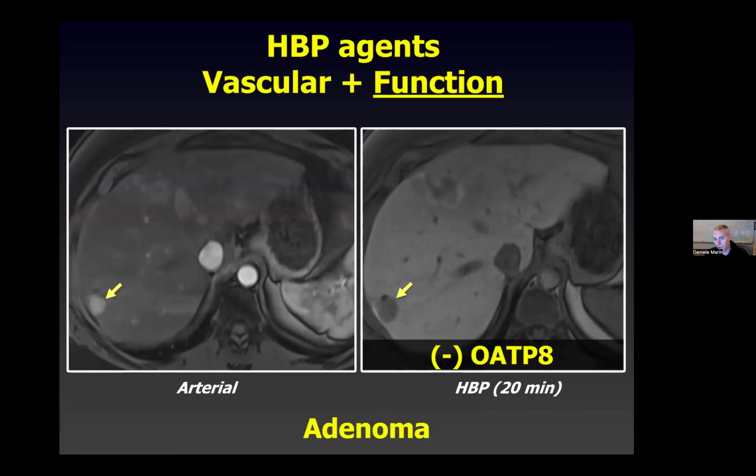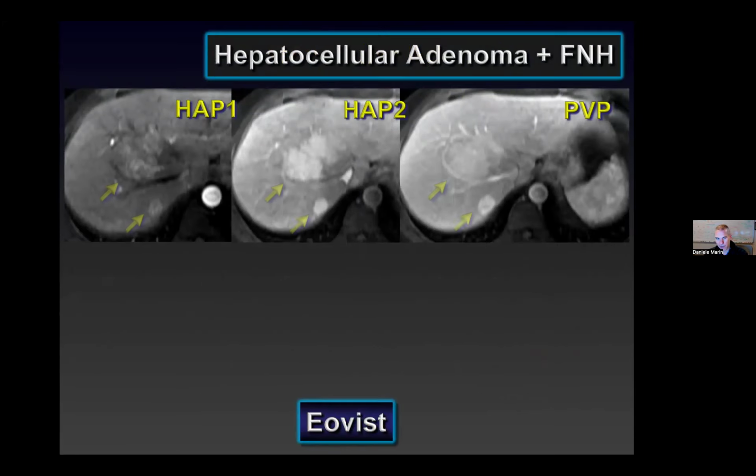And as I said before, hepatocellular adenomas have a lower expression of the normal transporters for the EOVs, the OATP transporters. And what you can see is that these lesions will become hypointense compared to the background liver parenchyma during the delayed hepatobiliary phase. As you may remember, for FNH, we had the opposite pattern. FNH would take up the contrast agent and would become isointense compared to the background liver parenchyma.